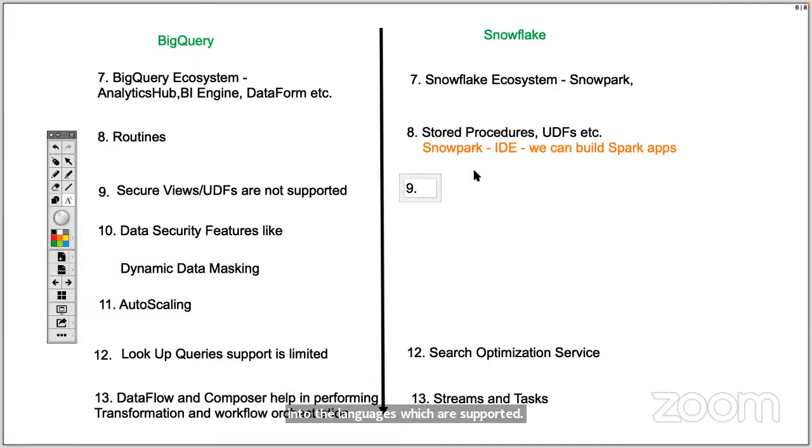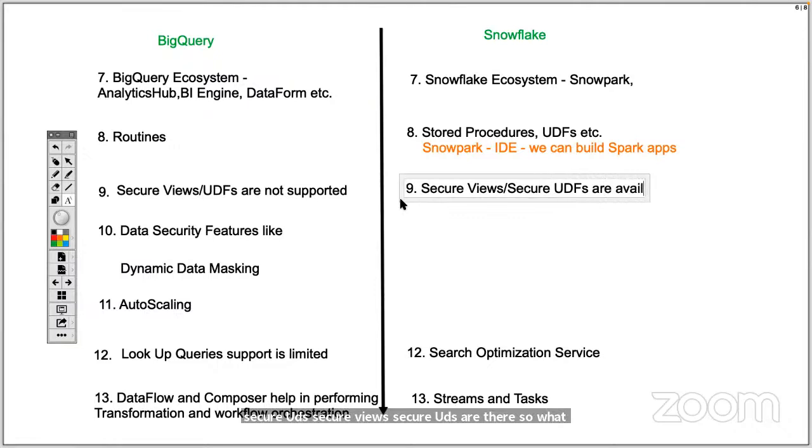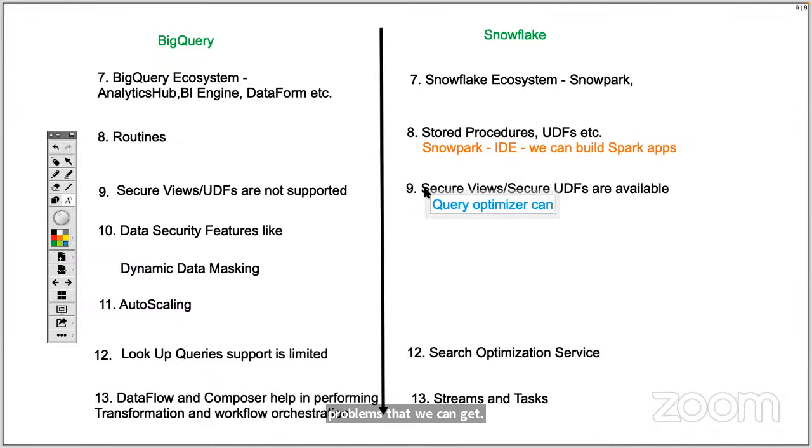Please look into the languages which are supported: JavaScript, Java, SQL, so different languages are supported. And then we have secure UDFs and secure views. What is the benefit available in Snowflake? The benefit here is with the query optimizer. It is basically for preventing security risks, the problems that we can get. So the query optimizer can't even see the view definition when we talk about a secure view.